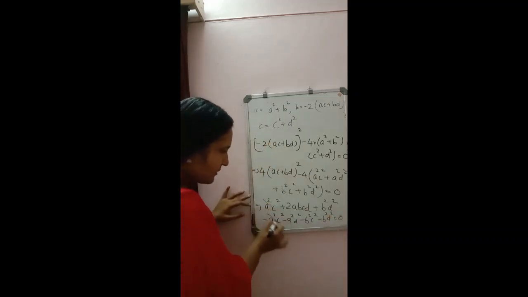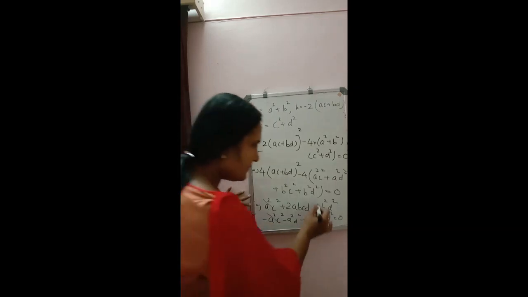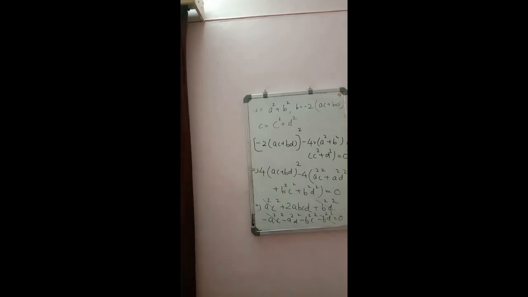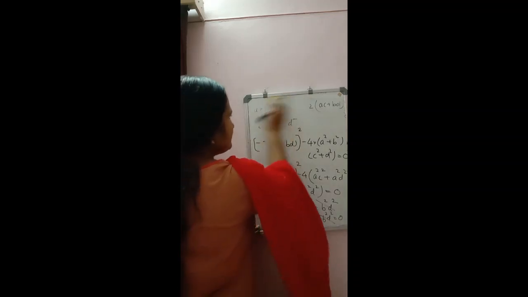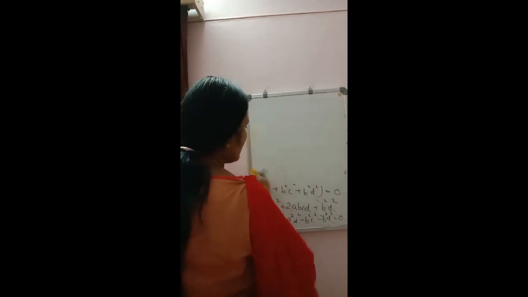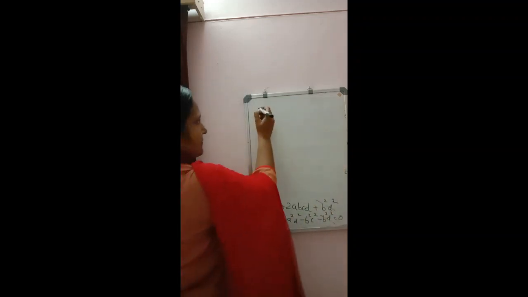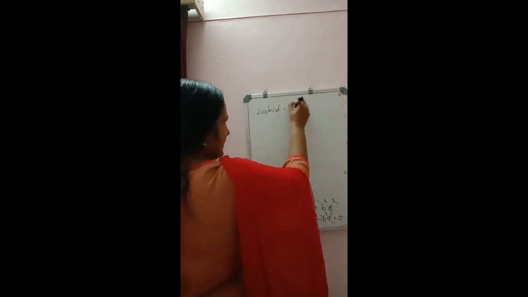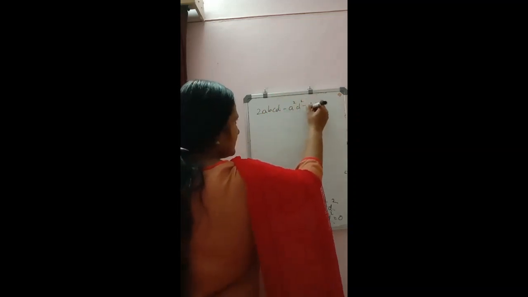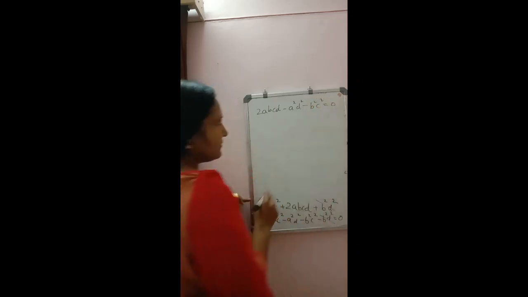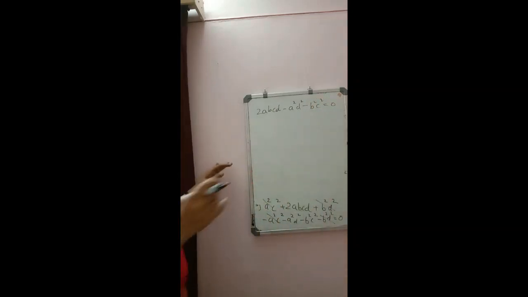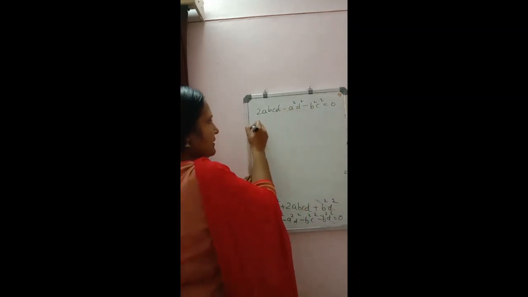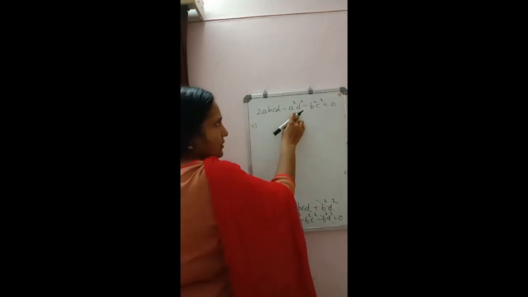So a²c² minus a²c² will get cancelled. b²d² and −b²d² will get cancelled. We will write down the remaining terms there. So remaining terms are 2abcd − a²d² − b²c² = 0. So I am taking the square of these two terms, I am making it positive there. So we are multiplying it by a negative sign, so it will become positive.